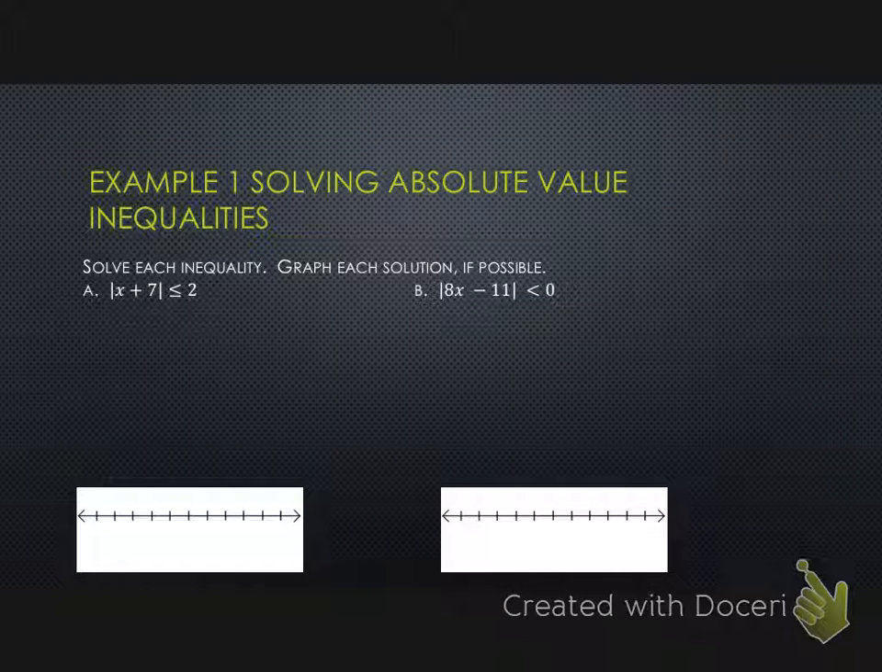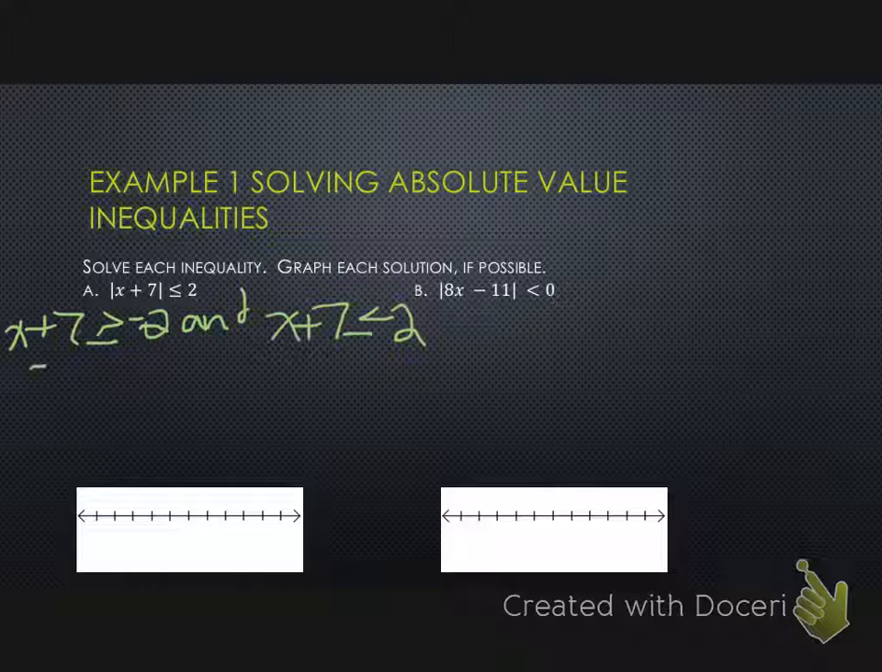So let's look at an example here. Solving an absolute value inequality. Solve each inequality and then graph the solution if possible. With A here, we're going to have x plus 7 is greater than or equal to negative 2, and x plus 7 is less than or equal to positive 2.